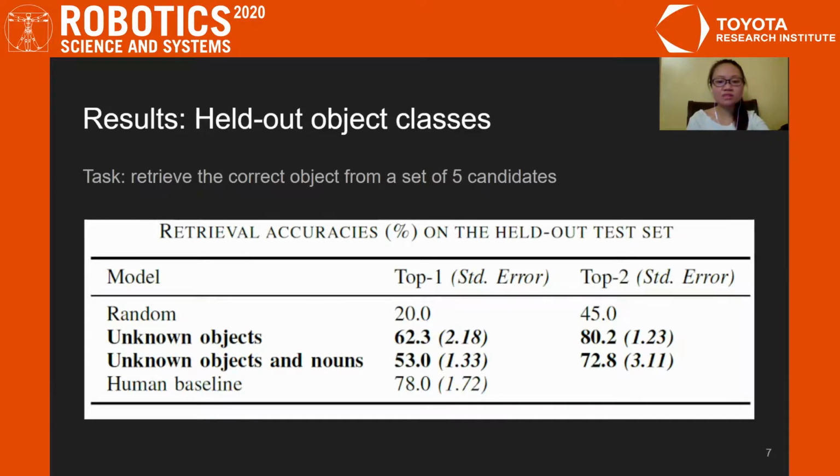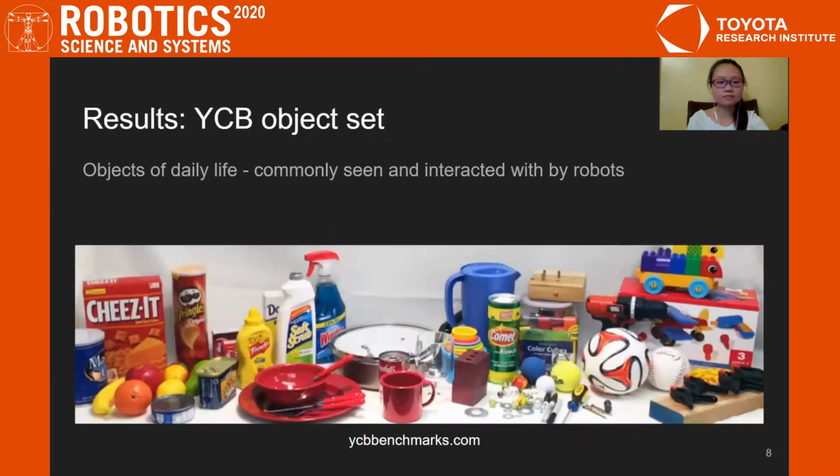We also conducted an experiment on Amazon Mechanical Turk to establish a human baseline on this task. We showed AMT workers 5 images and 1 language command and asked them to select the image with the object that best satisfies the command. The average top 1 human retrieval accuracy is 78%. Our model did not achieve human level of performance, but still demonstrated generalization on unknown nouns and unknown object classes.